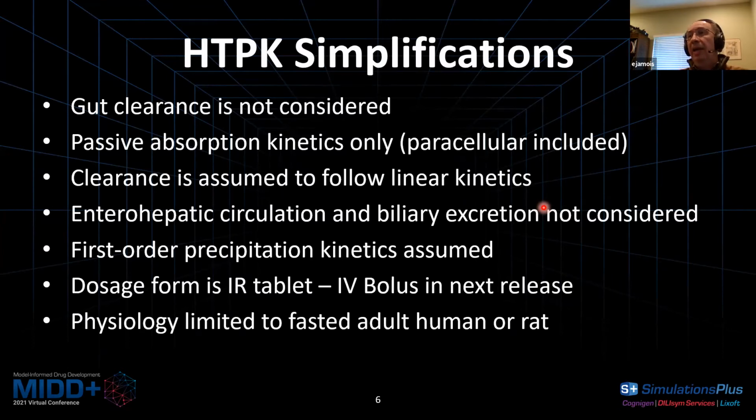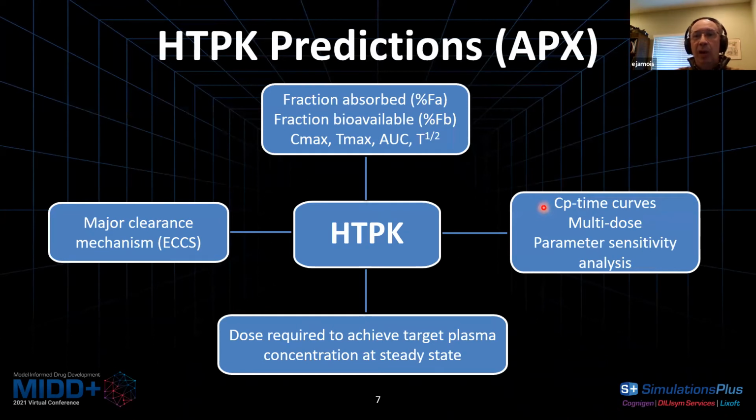Enterohepatic circulation and biliary excretion are not considered. First order precipitation kinetics is assumed. Right now, the only dosage form is IR tablet, although IV bolus will be available in the next release. And the physiology is limited to fasted adult human or rat. But that's still quite a wealth of capabilities.